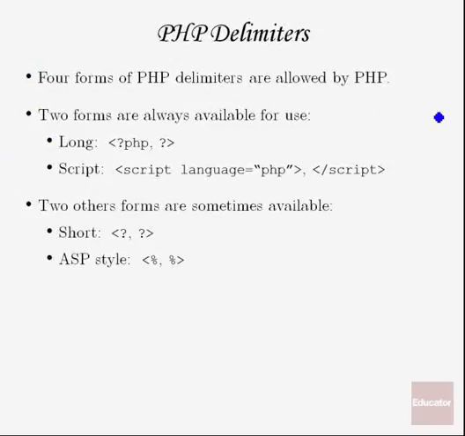So, PHP delimiters. We already experienced them when we wrote our Hello World example, and the delimiters are what let the PHP interpreter know what our code is. There are actually four types available in PHP. What we've used is the long form. As you can see here, it should look familiar. There are actually three other types that are allowed by PHP as well. One is known as the script form, and the other two are known as the short and ASP style forms.